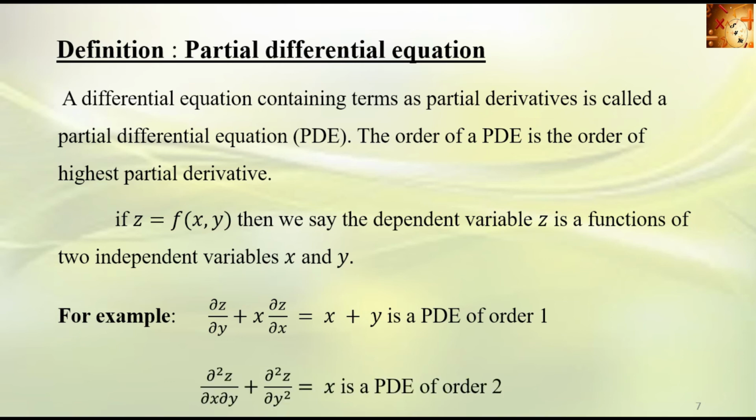Next one: ∂²z/∂x∂y plus ∂²z/∂y² equals x. Here the equation contains some partial derivatives, so it is a PDE. Then what is the order? The highest partial derivative is ∂²z. This is the highest order partial derivative, so its order is 2. So the first problem is a PDE of order 1 and the second one is a PDE of order 2.